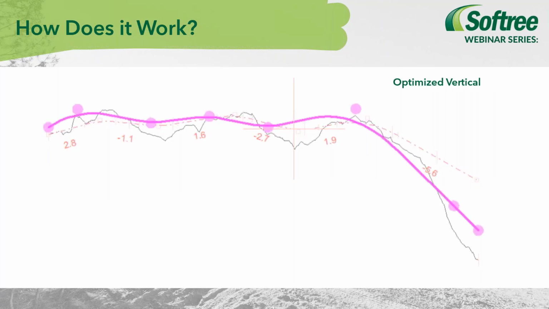Oftentimes, the difference between the optimized alignment and the traditional alignment can be fairly subtle. If you're standing and looking at a cross section, you may not pick out that in the grand scheme of things, it makes a big difference. But being up or down a foot spread over a long distance can equate to a lot of volume, which equates to a lot of earthworks. So here we're just highlighting the difference between the two alignments.